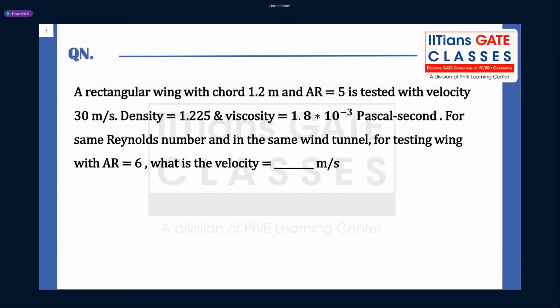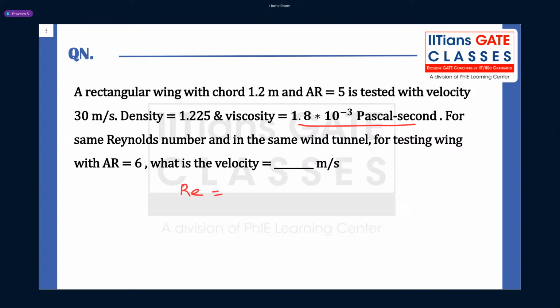A rectangular wing with chord of 1.2 meter and aspect ratio of 5 is tested with velocity 30 meters per second. Density is given as 1.225 kg per meter cube and viscosity is 1.8 times 10 power minus 3 pascal second. When you have pascal second, that automatically implies that is the dynamic viscosity. For the same Reynolds number and the same wind tunnel, for testing a wing with aspect ratio 6, what is the velocity?